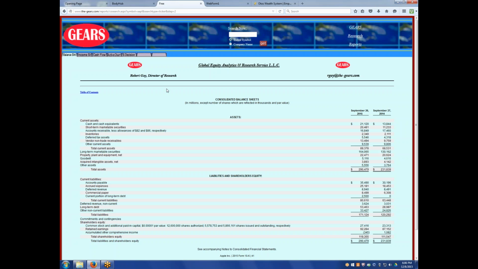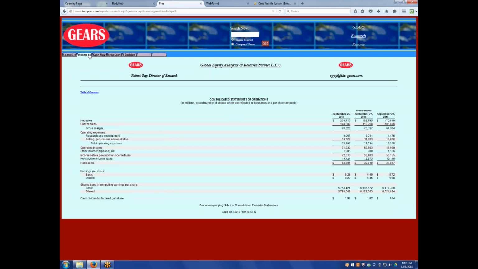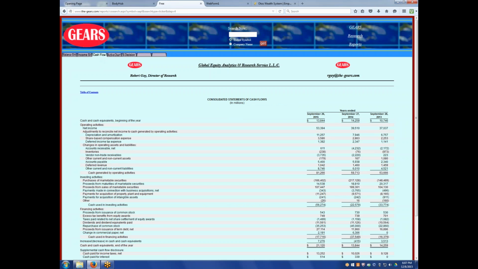filing are three principal financial statements. The balance sheet, which is a measure of the current company's assets and liabilities and how they relate to each other. The income statement, which is a measure of a company's income and expenses over the period. And the cash flow statement, which is a measure of how much cash has come into the company and how the company has dispersed that.